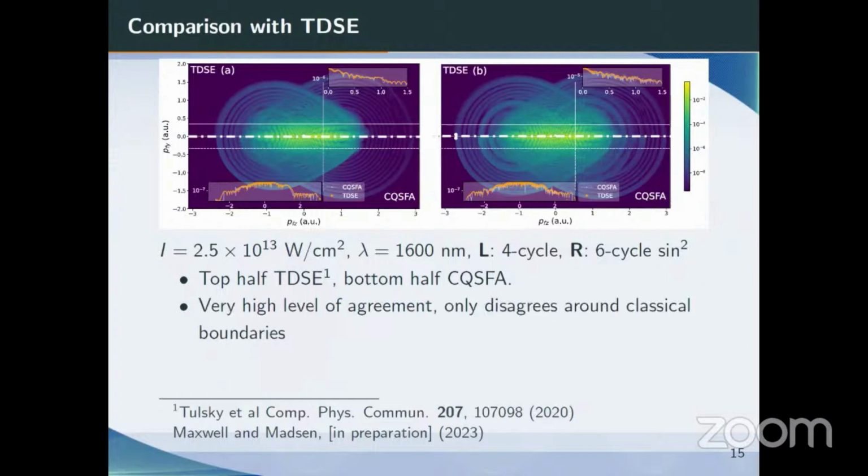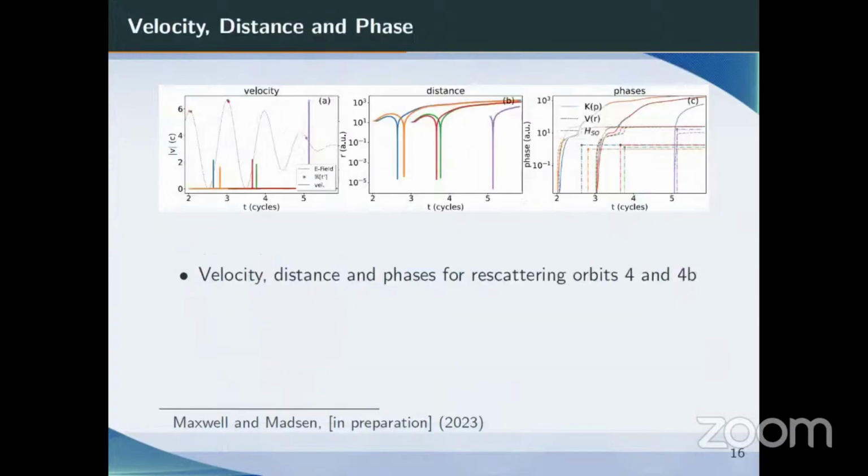Really, you can see the main disagreement comes along classical boundaries where the approximation essentially breaks down. But we get very good agreement of these high energy rings, which is what we're interested in today, because we're looking at these rescattered trajectories. So I want to zoom in on this point here, where we are sampling a single momentum point, and look at the trajectories that we get there.